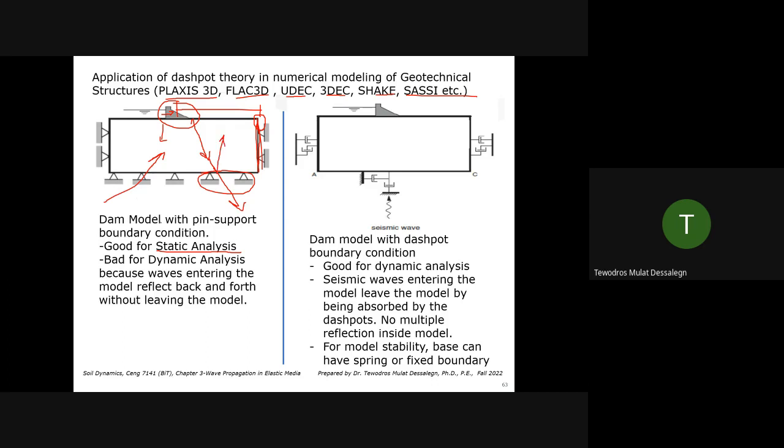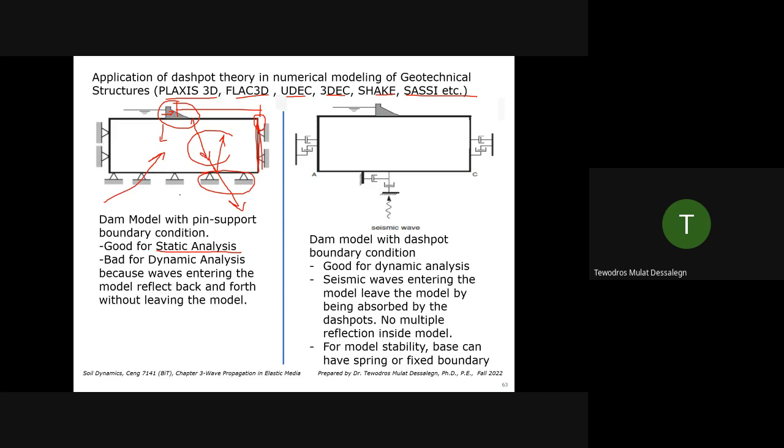So if you do a dynamic analysis, a seismic analysis, only with pin supporters, what happens is you will have a significant back and forth reflection of waves. A significant energy. It's like another earthquake entering. So you'll have a model instability issue. A significant energy you're introducing compared to what's in the realistic case. So this is good for static analysis, but it's not good for seismic analysis.